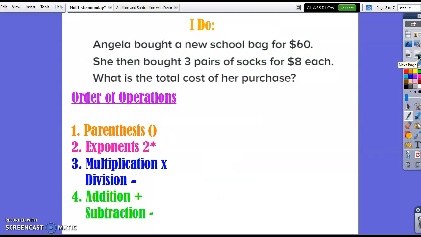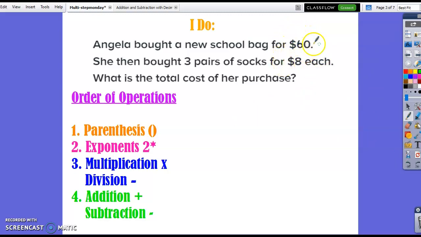Angela bought a new school bag for $60. She then bought 3 pairs of socks for $8 each. What is the total cost of her purchase? So I'm going to walk through the steps of this one, and I want you to just simply listen as I write down what needs to happen first, what needs to happen second, third, and so on to find the solution. What we are going to be doing today is the same thing that you guys were doing on Friday, but some of you guys were having a hard time understanding what I was asking of you. So we're going to practice that again today.